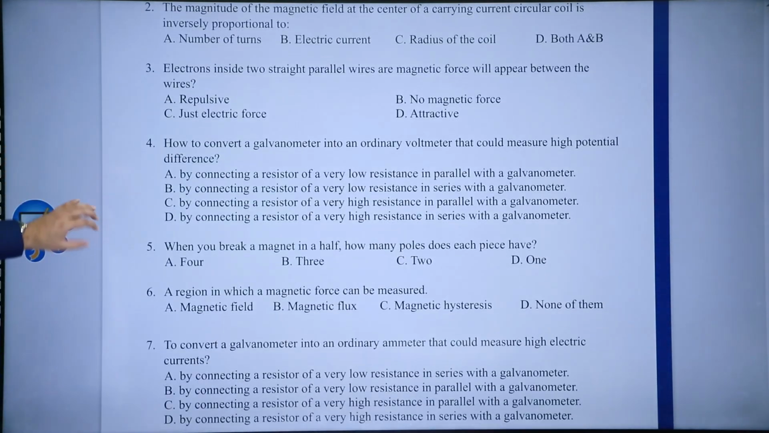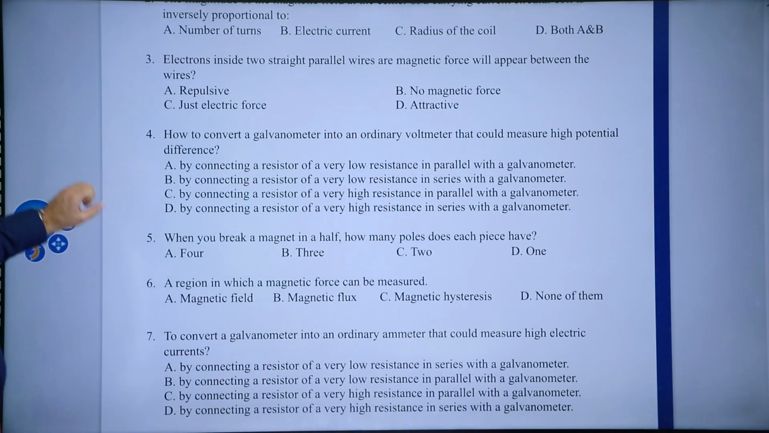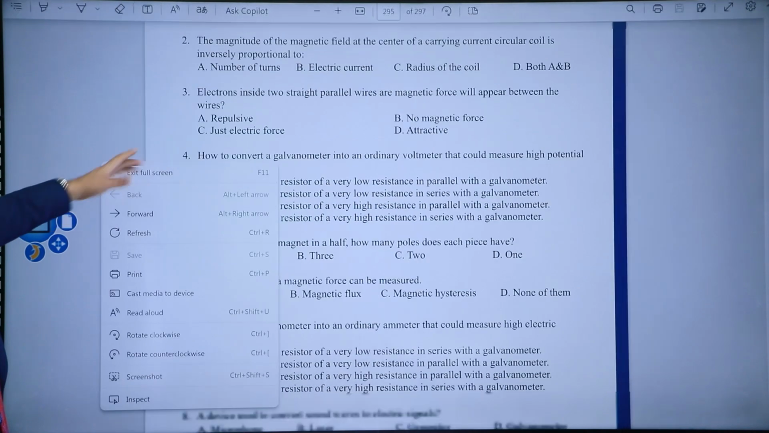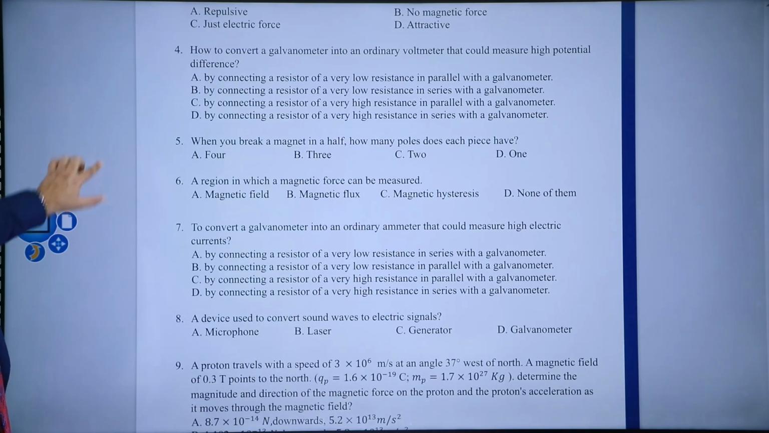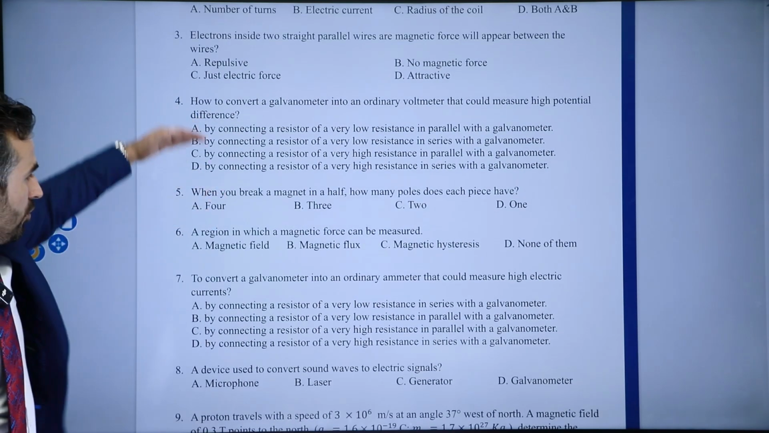Now, what else do we have? It says electrons inside two straight parallel wires. We've solved questions like this. These are easy enough. If you remember the previous lesson, we went through these questions.